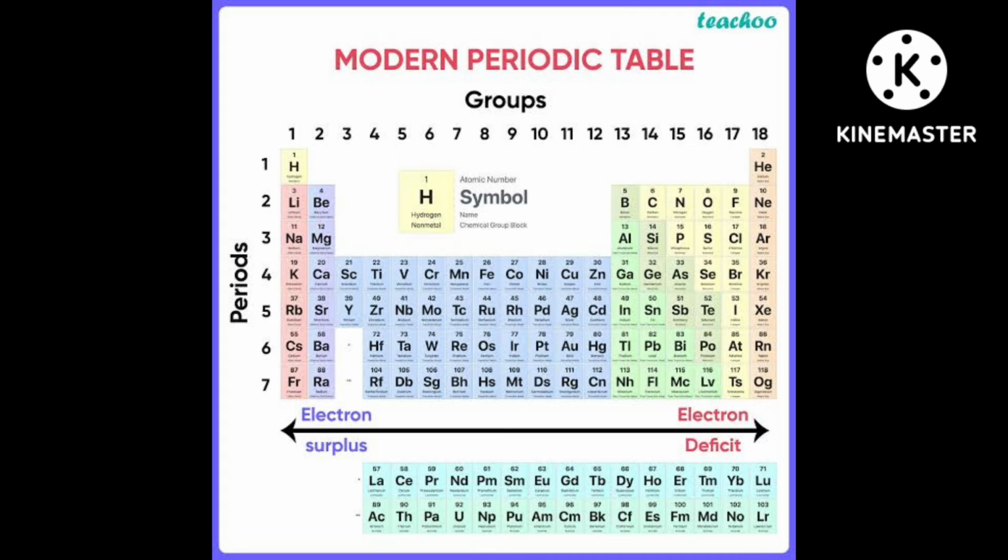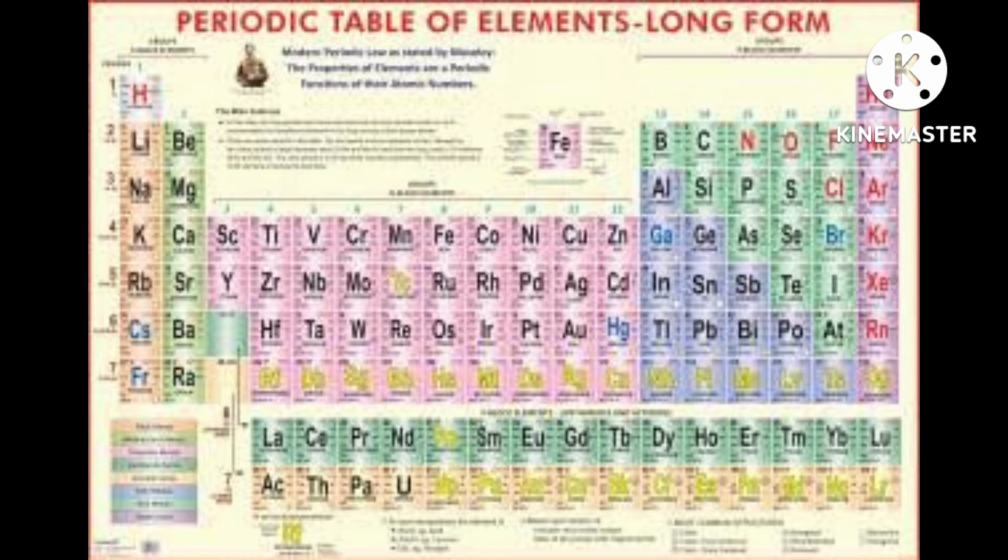The horizontal row, which Mendeleev called series, is called periods in the modern or long form. Keep in mind, horizontal rows are periods, and the vertical columns are called groups. In the periodic table, which I already attached last class, you will see horizontal rows are called periods and vertical columns are called groups.